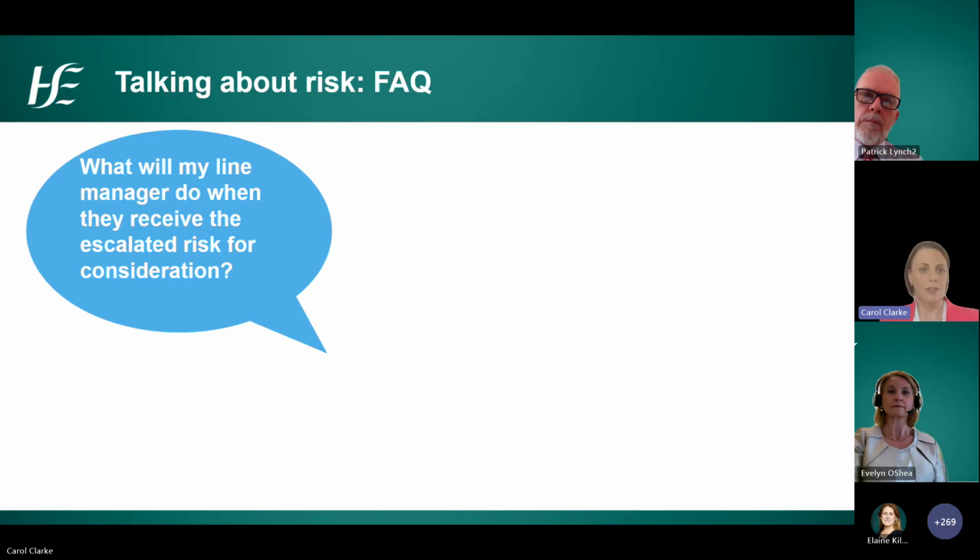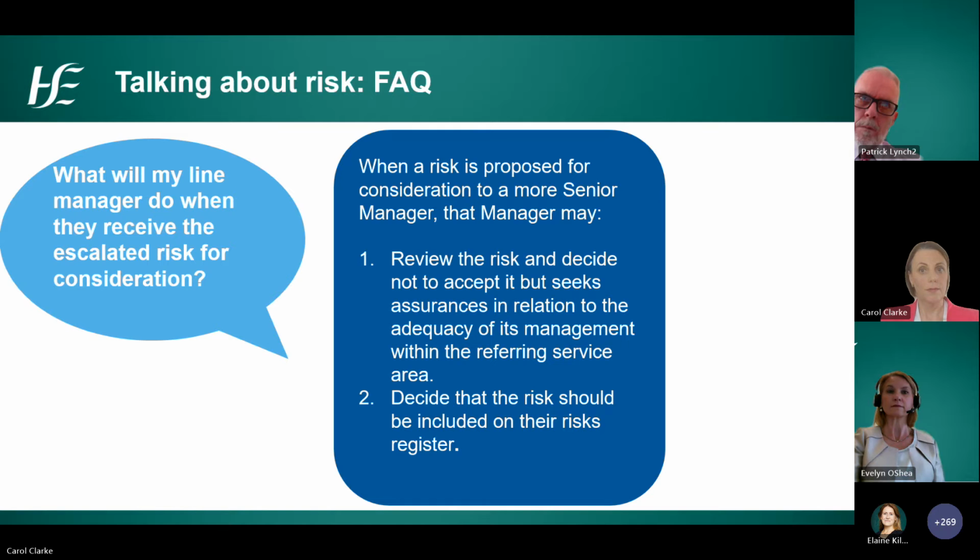At this point, again, I think it's useful to look at a frequently asked question in this area. And that is, what will my line manager do when they receive the escalated risk for consideration? And the simple answer is, when a risk is proposed for consideration to a more senior level, that manager may decide not to accept that risk, but to seek assurances in relation to the adequacy of its management, or they may decide that the risk should be included on their risk register.